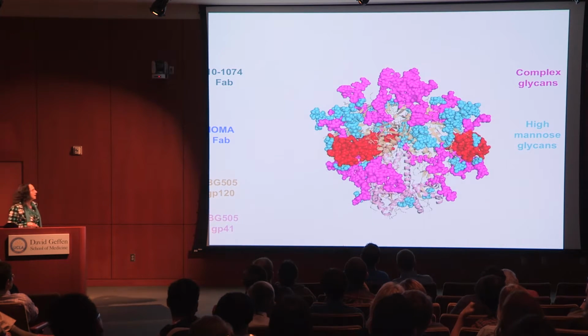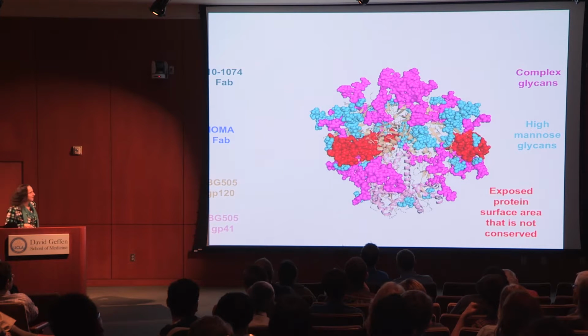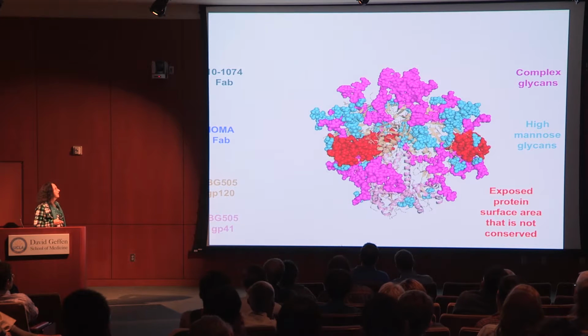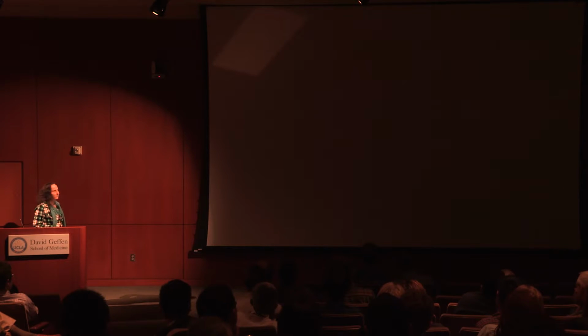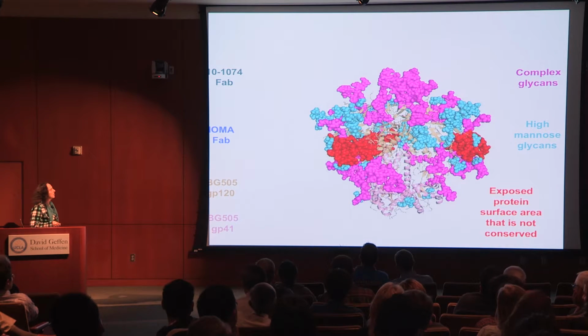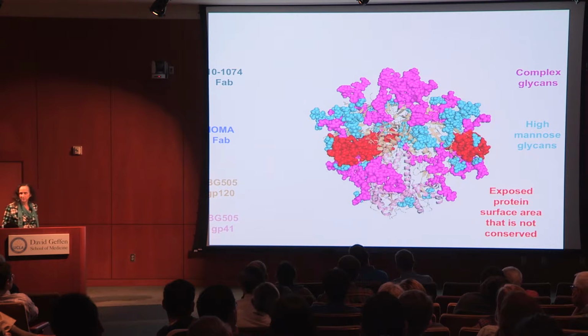And these red parts right here are something that I'm going to come back to at the end of this section of the talk. Because we've got coordinates for the glycans, we can do surface accessibility calculations and figure out what surface area is free, not covered by glycans. And so there's a place right here that we predict would be targeted by antibodies. I'll come back to that in a moment.